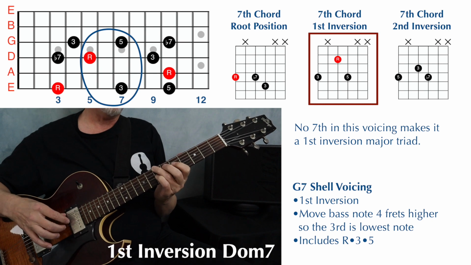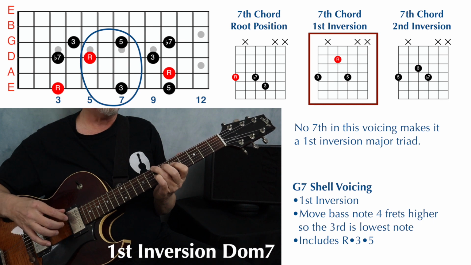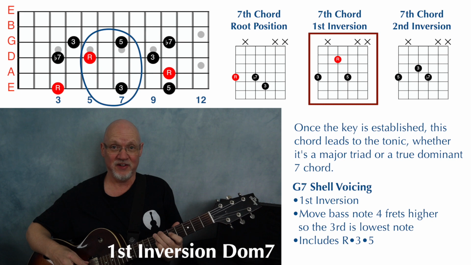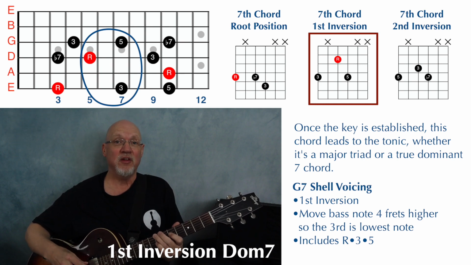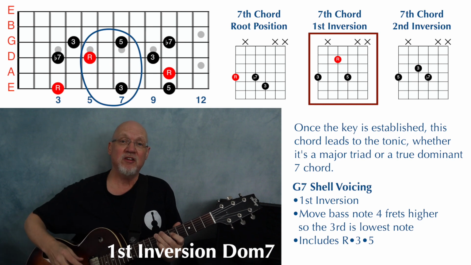Now, if you've studied theory, you might be thinking that a 7th chord needs, well, a 7th, and that this is actually a major triad in first inversion. And you're correct. You're getting 2 chords in one here. This can be played as a major triad in first inversion or a dominant 7 chord in first inversion. Once you've established the key, those 2 chords will work the same way. They serve the same function. They both lead to the 1 chord.